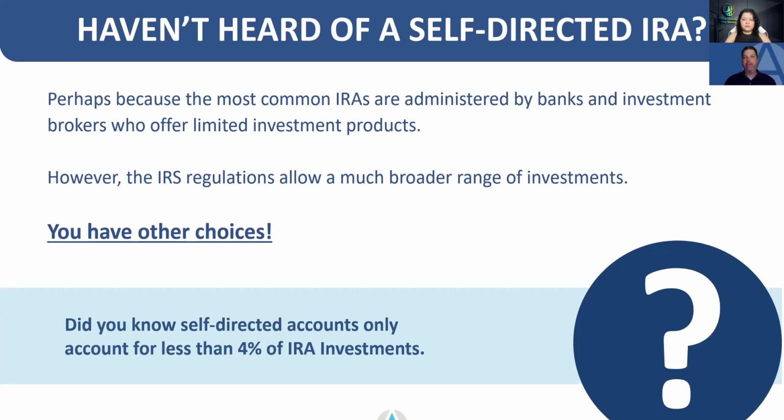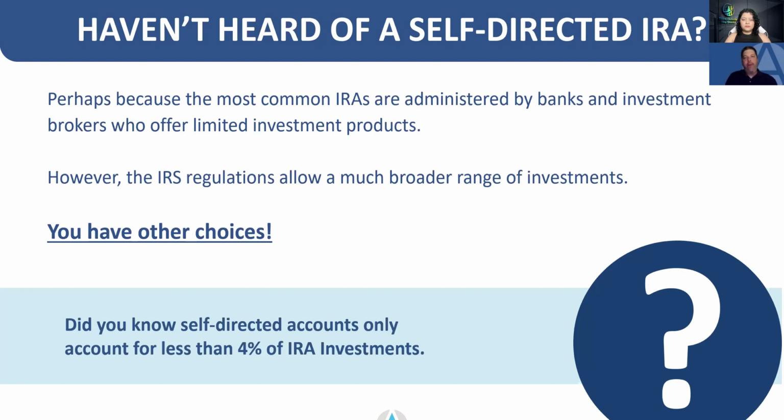And certainly the banks and brokerage firms that typically hold your 401k or maybe your IRA account are not going to let you know that you have other options, that if you want to invest in real estate or in a syndication or buy gold or silver, you can do it, because that means you're going to take your money out of their account and move it to a firm like Advanta to hold those particular assets. So IRS regulations allow for a very broad range of investments.